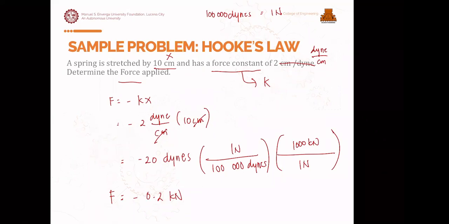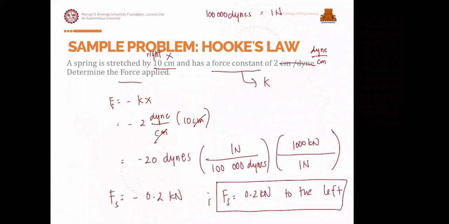So again, our sign is just pertaining to the opposite direction of our movement, our displacement. If, for example, it was specified that the 10 centimeters is to the right, then our answer should be that our spring force is equal to 0.2 kilonewtons to the left. Question? None po. Okay. Thank you.